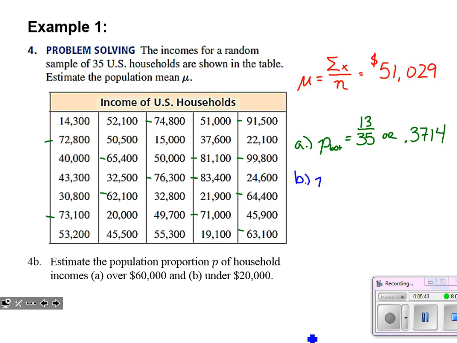Letter B, now we want to find the population proportion that is under 20,000. So we're going to do the same thing. How much of our sample was under $20,000? I've got 1, 2, 3. So that is 3 out of 35 in our sample. So the proportion we would expect for our population should be around 3 over 35, which is 0.0857.